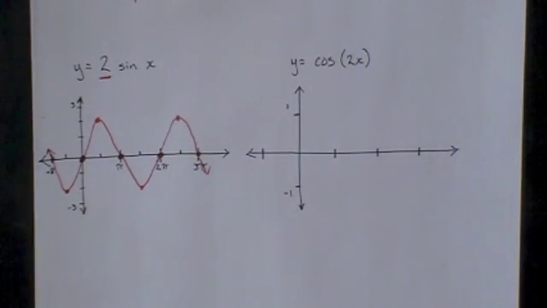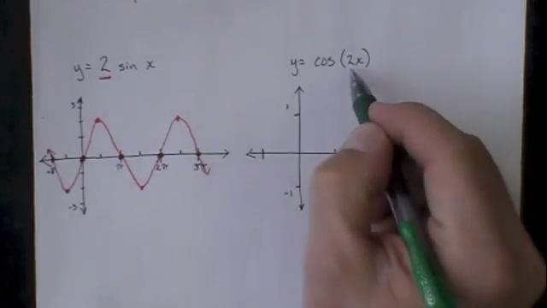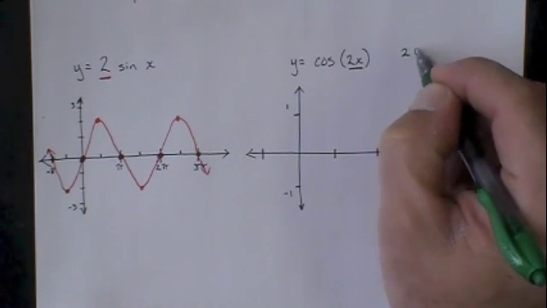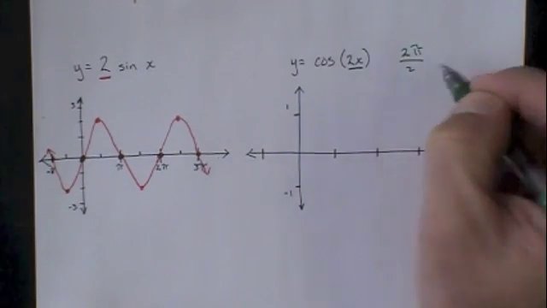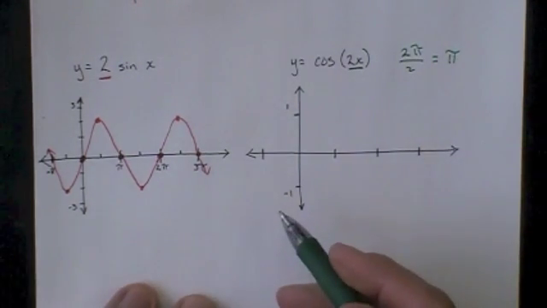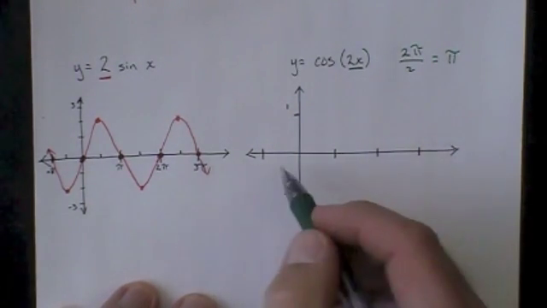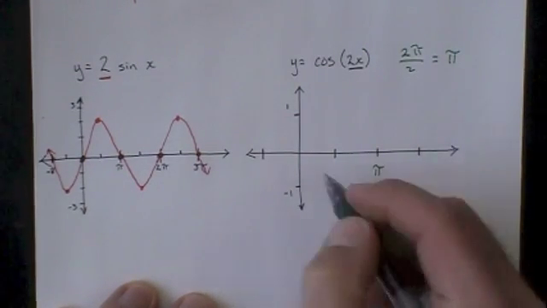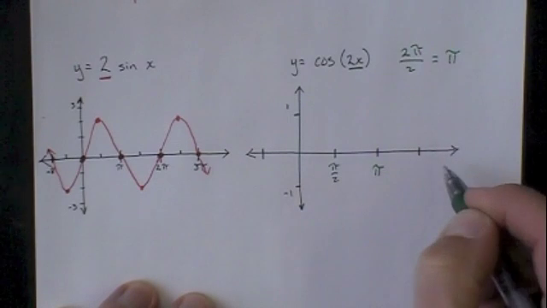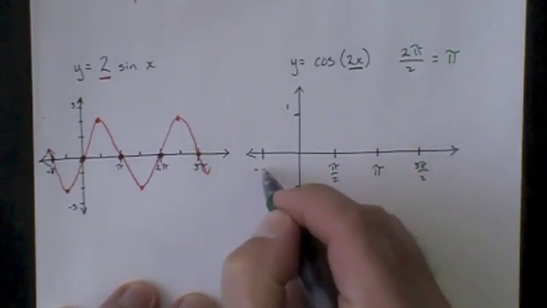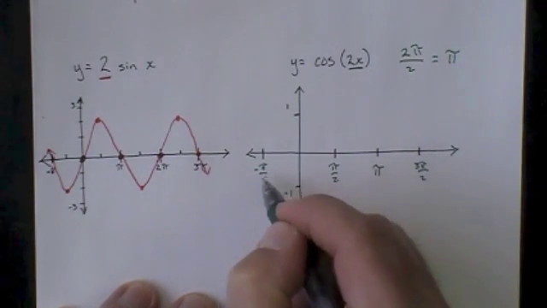Now the next one, we have y is equal to cosine of 2x. This time we're looking at the period. Remember our period for cosine and sine is normally 2 pi. This time we're dividing by that 2 value, so that shortens this up. So instead of stretching this out, here is pi, so this is going to be pi over 2, and this is going to be 3 pi over 2. On this side now we're saying negative pi over 2.